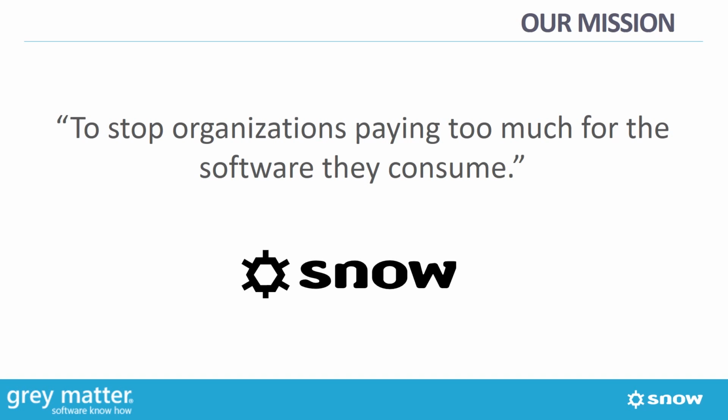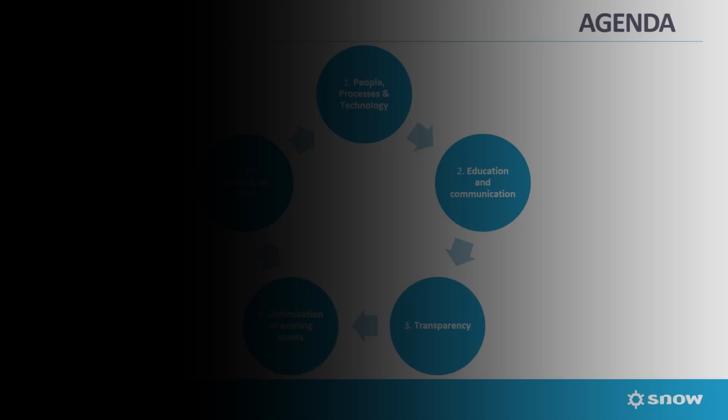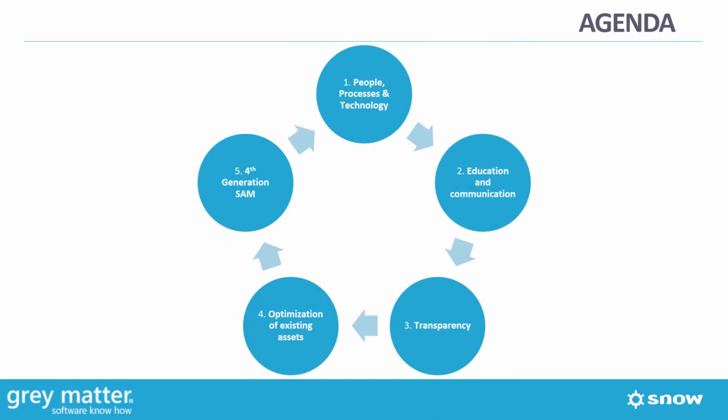So today we're going to be talking about a number of ways in which you can cut costs with software asset management. The first thing we're going to talk about is people, processes, and technology. Each of the 3 is really important in helping you save money through software asset management, and they play a pivotal role in the whole software asset management function within your business.